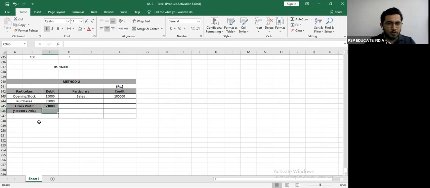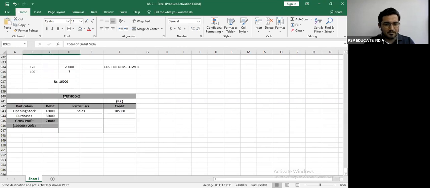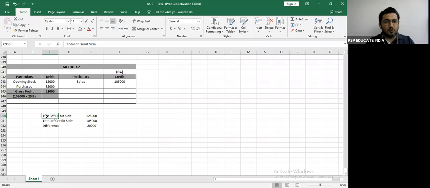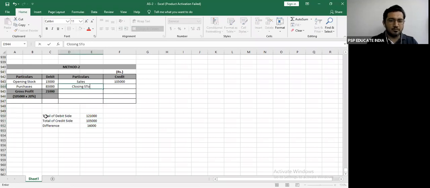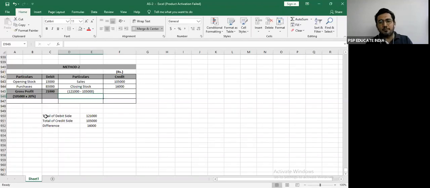Tell me, total of debit side, total of credit side and difference. Total of debit side is how much? 1,21,000. Total of credit side remains 1,05,000. Tell me, what's your difference? 16,000. That's your value of closing stock. How did you get that? 1,21,000 minus 1,05,000. In both the methods, you're going to get your answer.